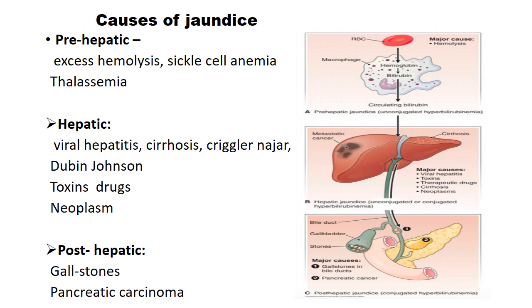So a picturization of the same thing that we mentioned: pre-hepatic jaundice could be due to excessive hemolysis, as you can see here. There is more hemolysis of RBCs, so there is more bilirubin which cannot be taken care of. Or there could be hepatitis, viral hepatitis, cirrhosis.